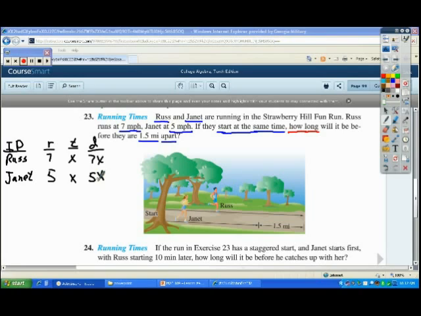They're going the same direction. They're running the same race. They're not running it backwards, or one of them backwards. So they're going the same direction. So we're going to subtract. What are we going to subtract? Distance column. And we want the answer to be positive. So what order do we need to subtract in? The big one minus the small one, 7x minus 5x.